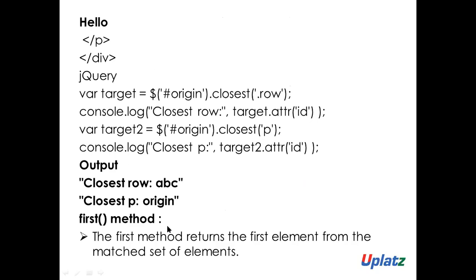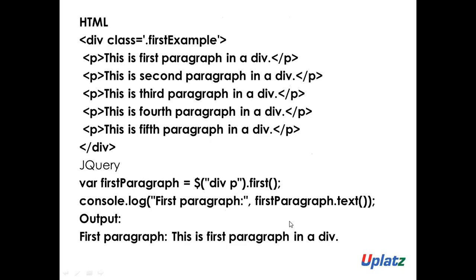So the first method will return the first element from the matched set. So div class first example. So I have n number of paragraphs. So with jQuery, div p is my first paragraph. I'm just consoling first paragraph dot text, which means I will get the text. So this is a paragraph in the div. I will get that as a console output. So that is what I have in the first line, right?